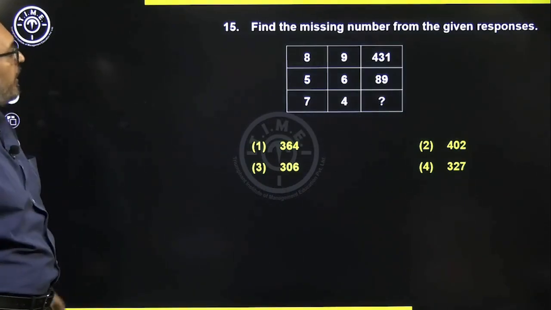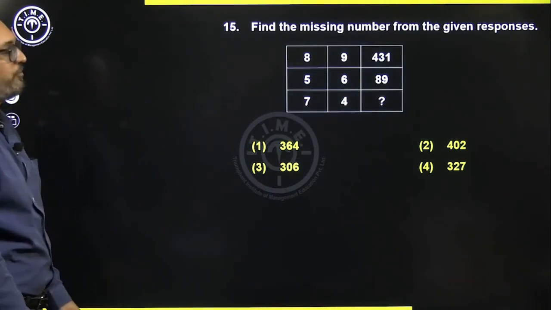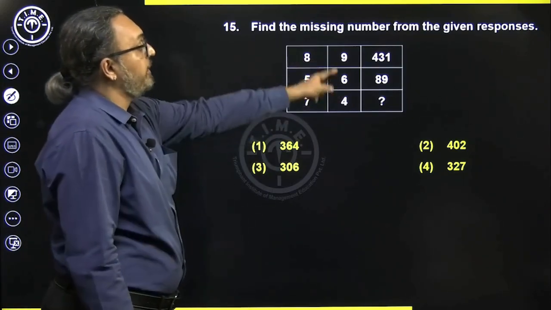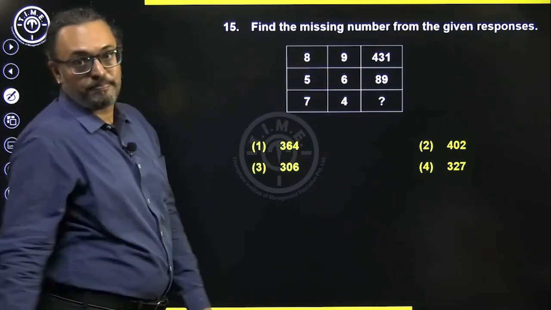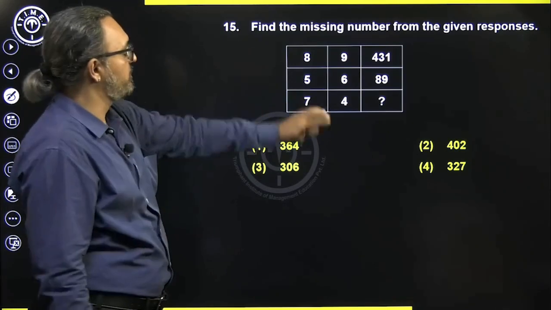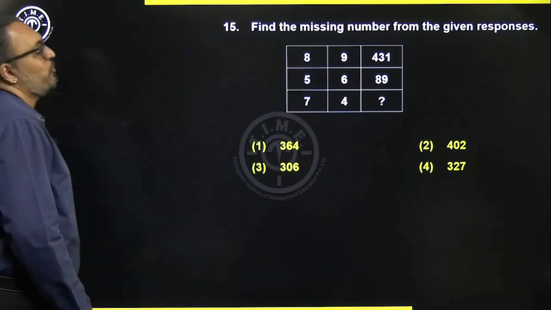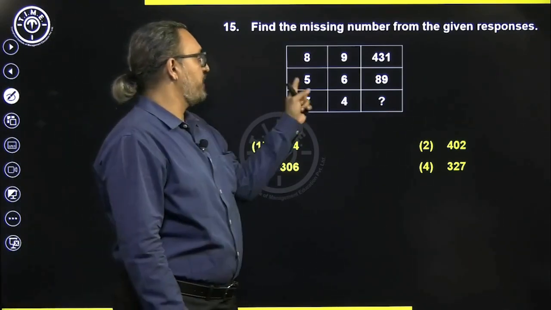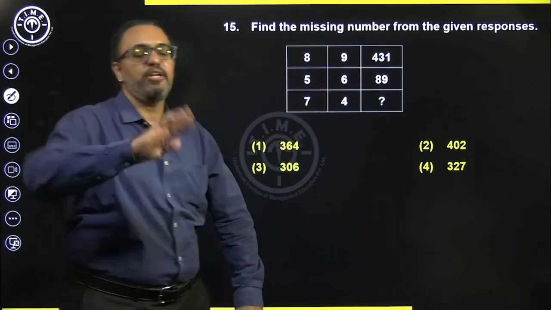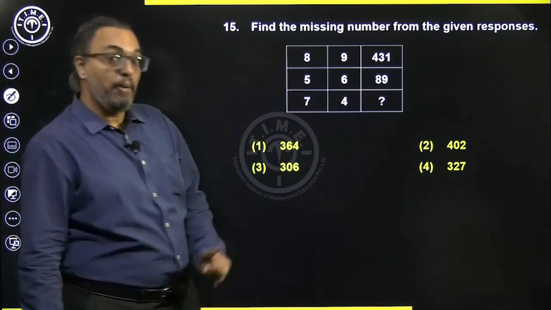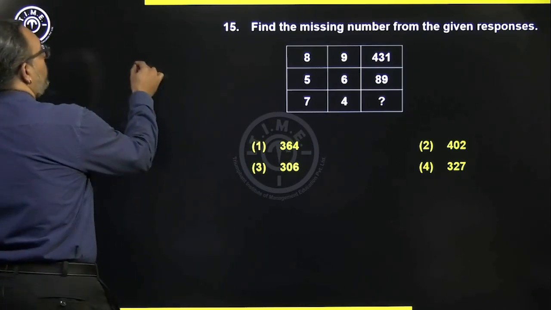Then next. So he says find the missing number from the given responses. So now using 8 and 9 I should get 431. Correct. Using 5 and 6 I should get 89. Okay. So taking squares, is it possible? I have to check. So 5 square is 25, 6 square is 36. 25 plus 36. No, it is not going to get 89. But what can I do?